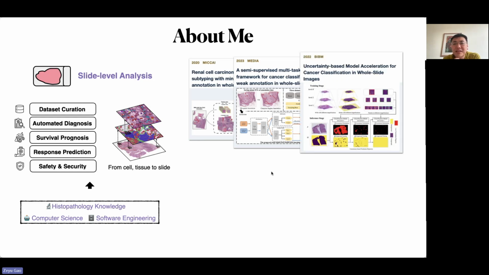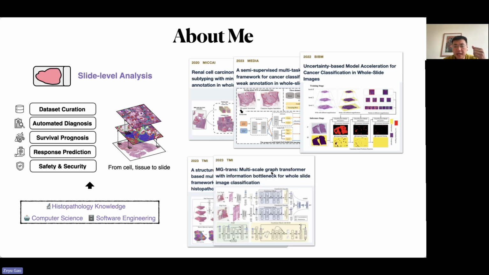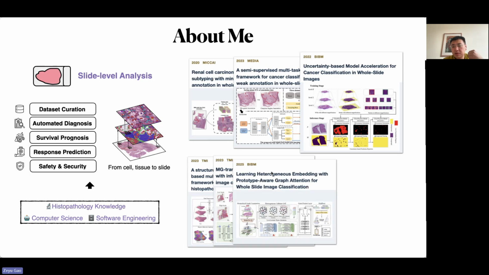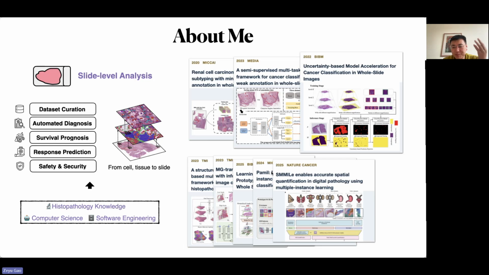Based on this framework, we also tried to accelerate slide-level analysis using uncertainty analysis. Then, because everyone was putting effort into multi-instance learning, we have several papers on multi-instance learning. This one is hierarchical graph-based multi-instance learning, mainly focused on PT staging in pathological images. We also have a multi-cell graph transformer for whole slide image analysis, and heterogeneity embedding with prototype-aware graph learning for whole slide image analysis. And also prototype attention-based multi-instance learning, a different kind of multi-instance learning method.